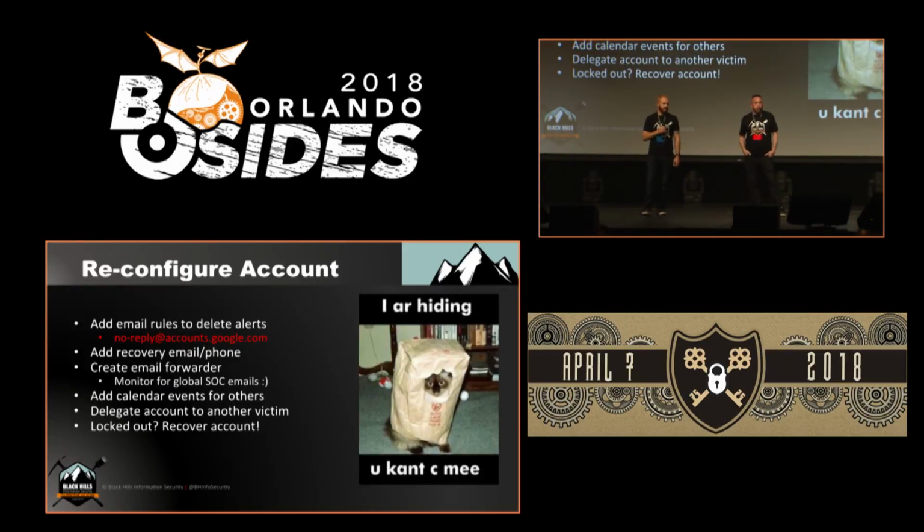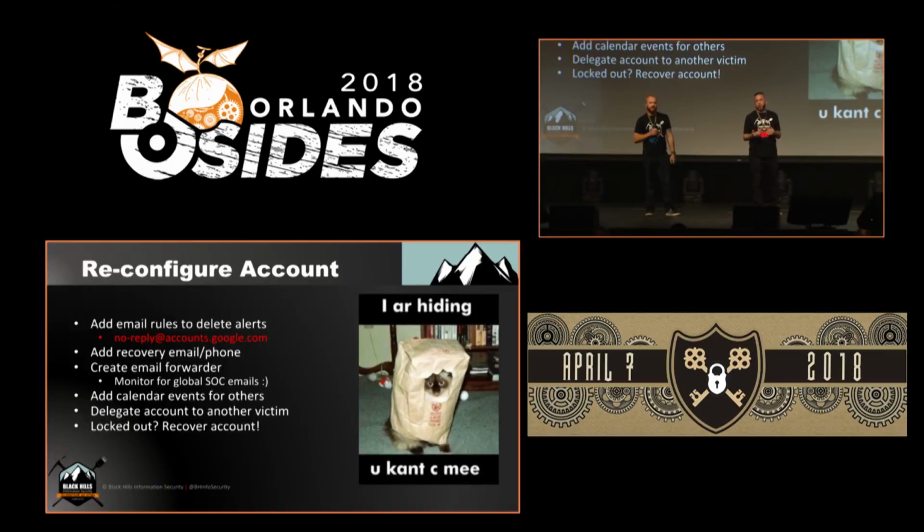Yeah, so the other cool thing that we could do too with hiding in the account is we could also add email rules to delete alerts. Like if you just add no-reply accounts at google.com or whatever, any security notifications will automatically delete and they'll erase. So you don't have to worry about that. You could also add a recovery email. You could add a recovery phone number, so that way if you do get locked back out, you could just reset the password again. You can also create email forwarders.